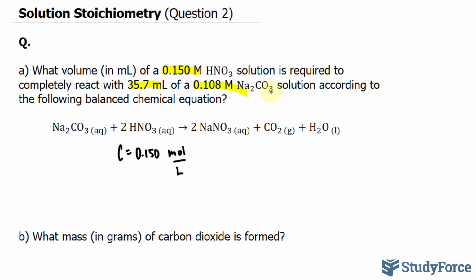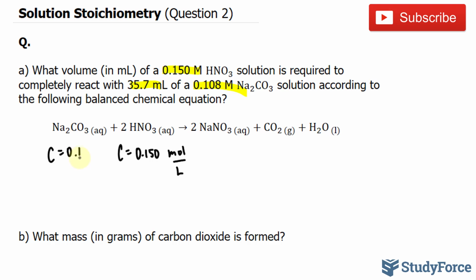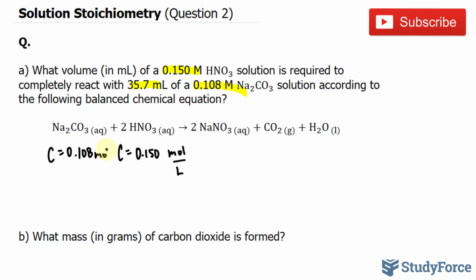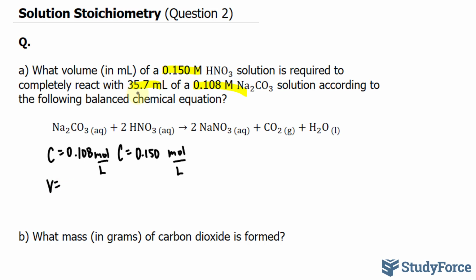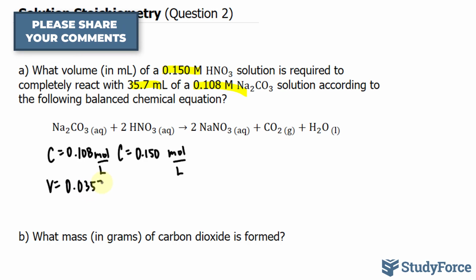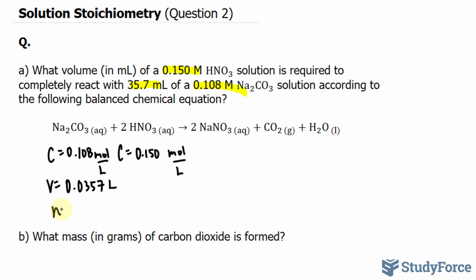And it reacts with Na2CO3. I'll write the numbers here. We're told its concentration, that's in moles per liter as well, and its volume is 35.7 milliliters. Now you have an option here. You can change this into liters, or you can change this number into moles per liter. I'll change this into liters moving forward. So to go from 35.7 milliliters over to liters, you will divide this number by 1,000. And if you do that, you end up with 0.0357 liters.